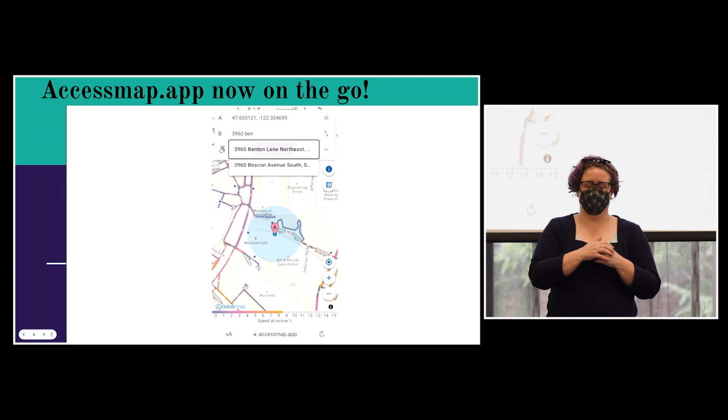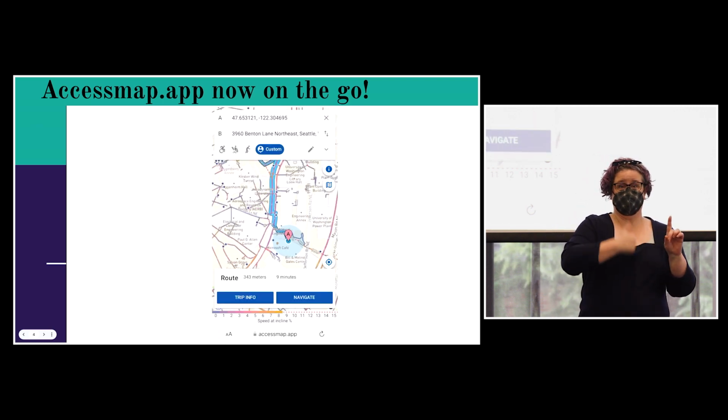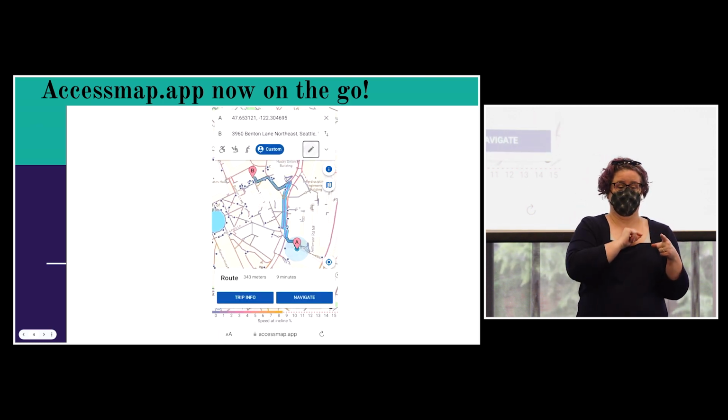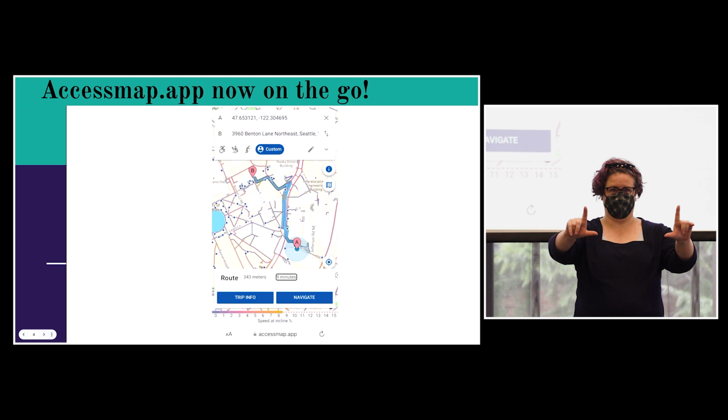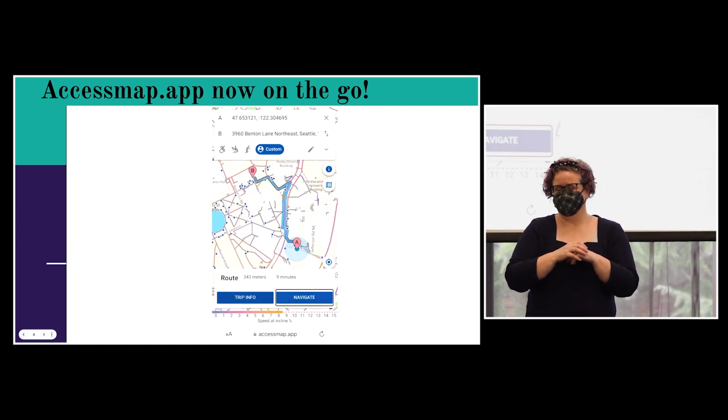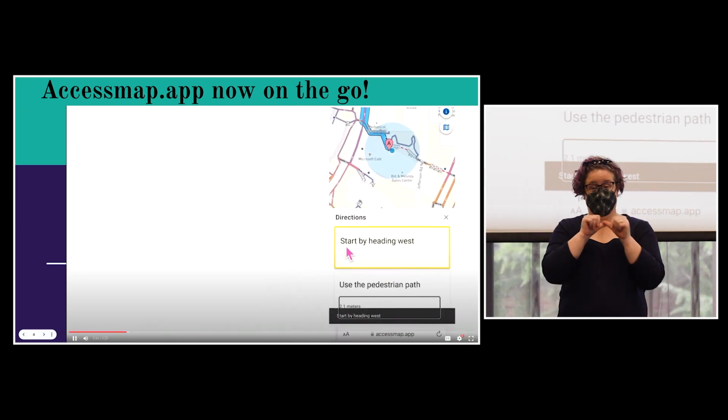Map legend. Start route from your location. 3960 Benton Lane Northeast. Seattle. Edit trip, planning profile. Start route from your location. Button. Zoom in. Zoom out. Route. 343 meters. 9 minutes. Trip info. Button. Navigate. Button. Continue. Slide right and use the pedestrian path. Start by heading west.